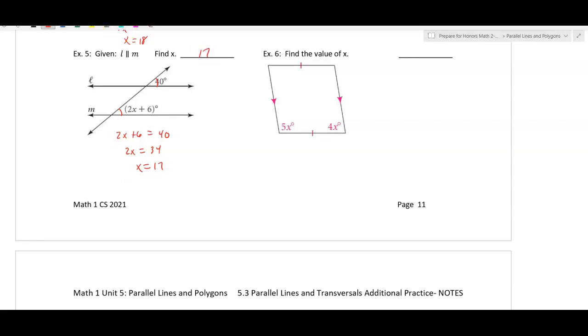When you look at number 6, they are telling you that this line and this line are parallel. This line is going to be your transversal. Some people may struggle with this problem because of the way it's drawn, but know and understand these two angles are on the same side of the transversal and they're both in between the lines. Therefore, I know they are supplementary. So 5x plus 4x equals 180. 9x equals 180. Divide by 9. X is equal to 20.